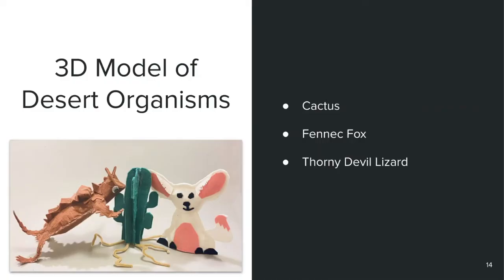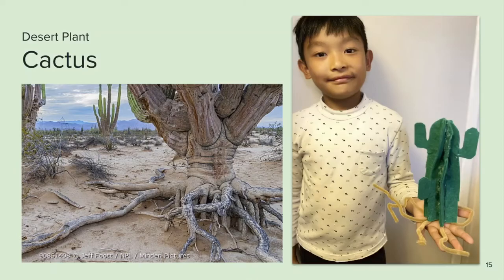Lastly, 3D model of desert organisms. I made 3 of them: cactus, fennec fox, and thorny devil lizard. First, a desert plant called cactus. Do you realize how the roots spread out instead of down? So that if there's any water on the ground, it can get water from it.